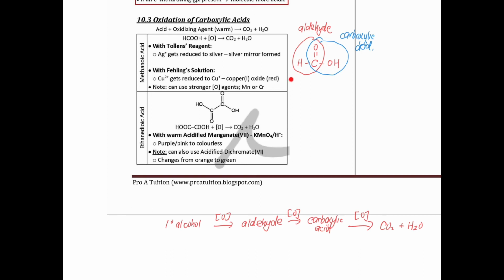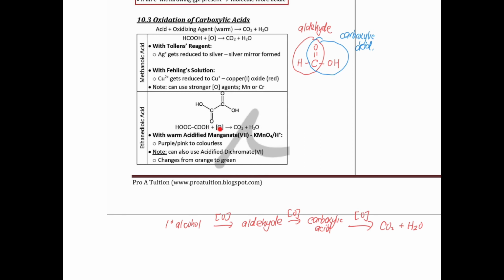Okay, so the next one, ethanedioic acid. Ethanedioic acid is a carbon with COOH on the left and COOH on the right. This one is different from what I discussed just now. I said OH on the left and OH on the right is not stable because it is OH on the same carbon. But OH on different carbons is okay. OH on this carbon, OH on this carbon, this is better. This is more stable. Okay, so this is ethanedioic acid.